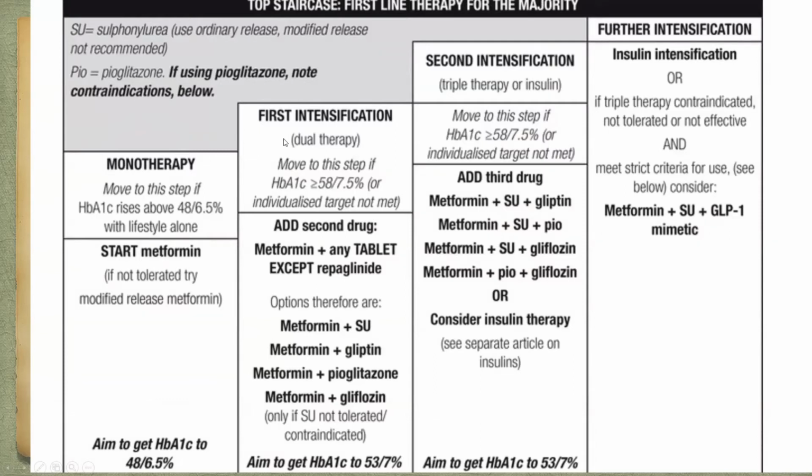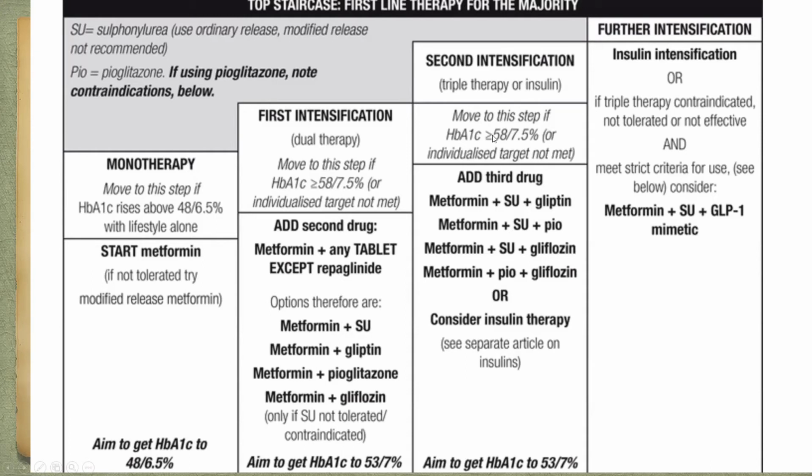Even after metformin, if the HbA1c continues to be high, more than 58, then we consider starting a second drug. So basically any of these tablets below, either sulfonylurea or gliptin or pioglitazone or gliflozin, with the aim of getting the HbA1c down to 53. I'll go along describing all these different medications. But for the second line, when we want to add a second drug, any of the drugs is okay.